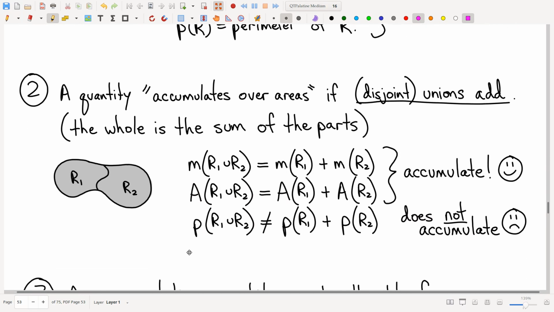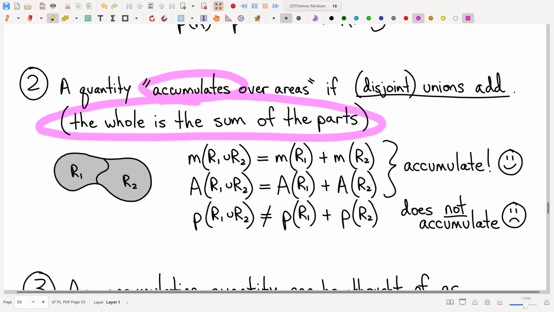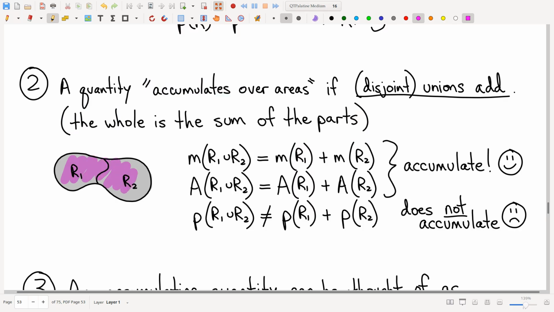Okay, next concept. An accumulating quantity is a special kind of quantity. We've actually talked about the short version of this previously: I need the whole to be the sum of the parts. Chop it up, add it up. And it's a pretty straightforward idea. If I want to talk about how much mass is in that whole, well, physical appeal, but that whole is the sum of the amount of mass on the left and the amount of mass on the right. The whole is the sum of the parts.